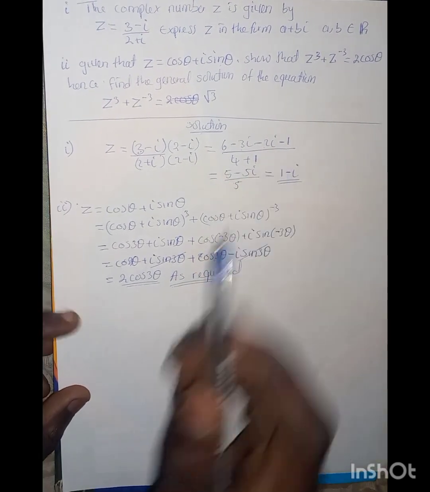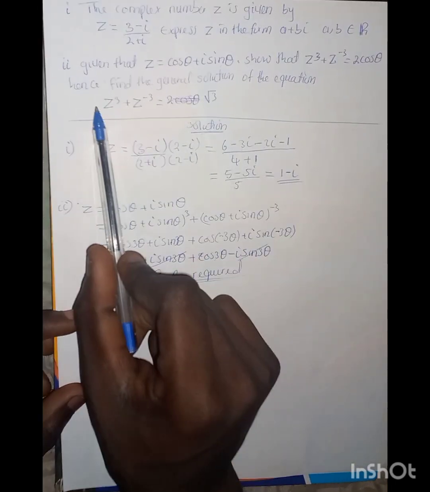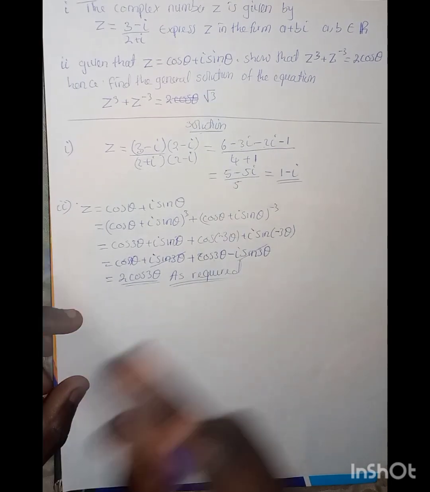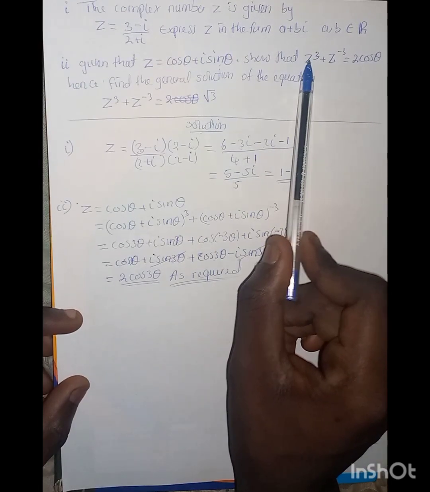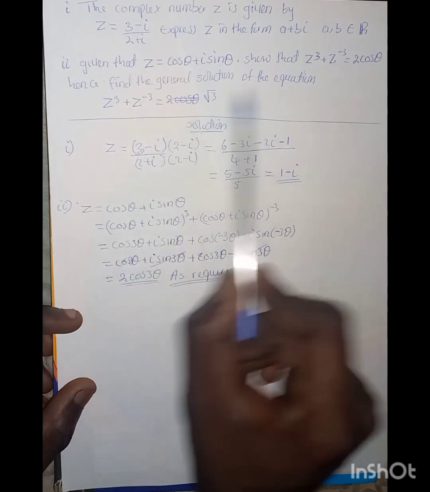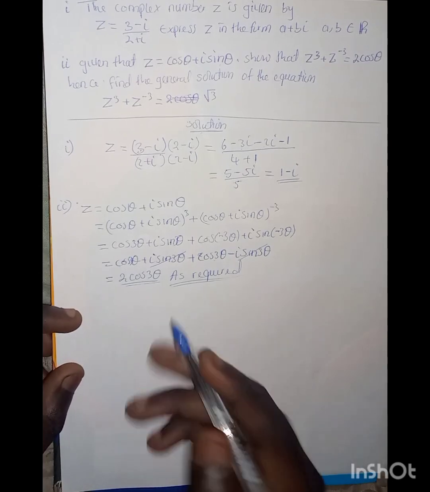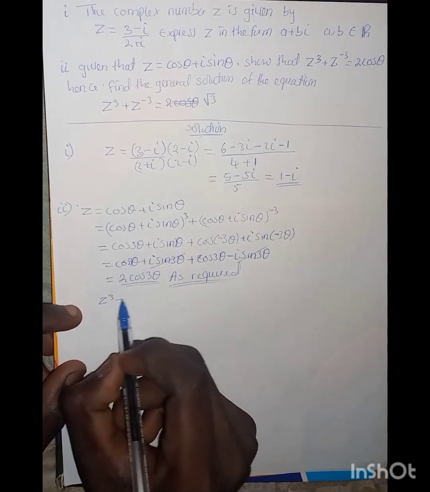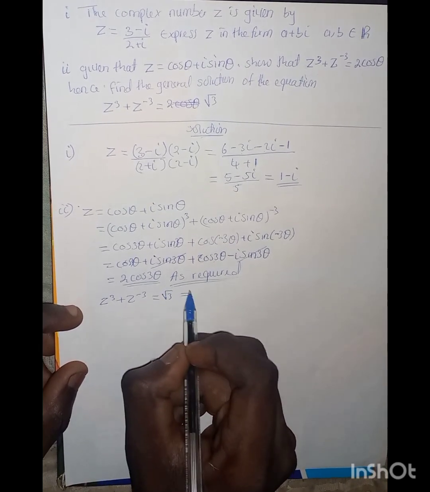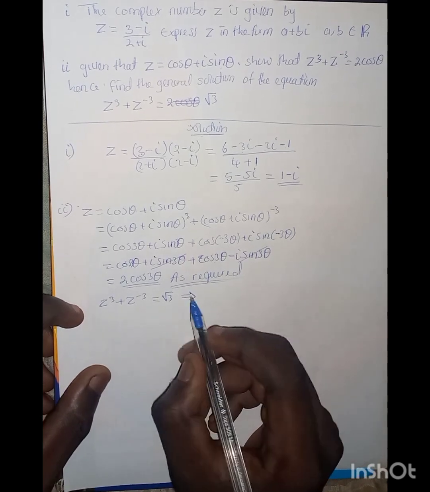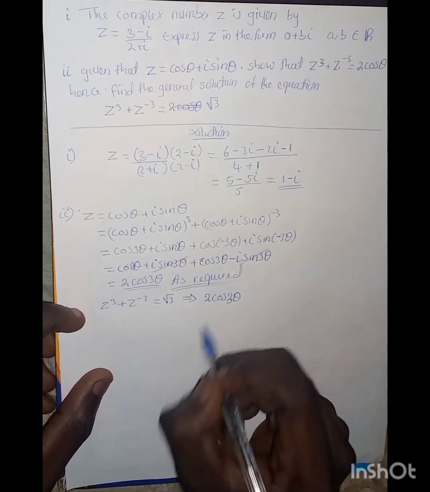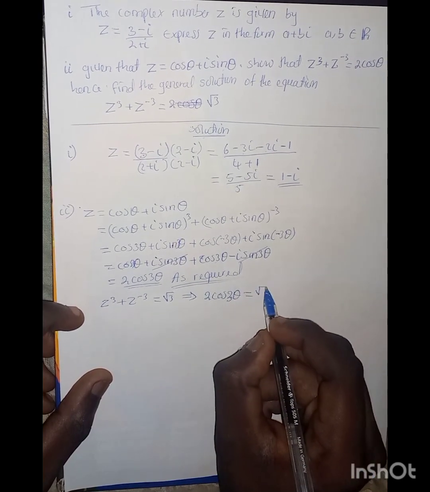So that's it. And they said you should find the general solution of the equation z cubed plus z to the power negative 3 equal to root 3. Initially, they asked us to show that z cubed plus z to the power negative 3 was equal to this, right? So I can just replace all this with 2 cos 3 theta, just what we proved. So to find the general solution of z cubed plus z to the power negative 3 equal to root 3, that implies 2 cosine of 3 theta, great, is equal to root 3.